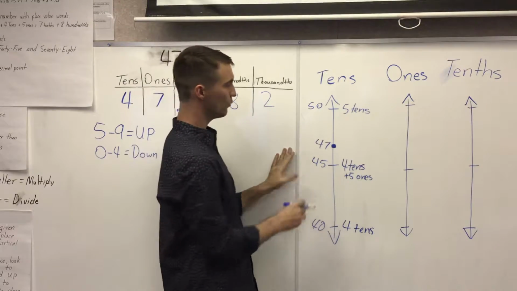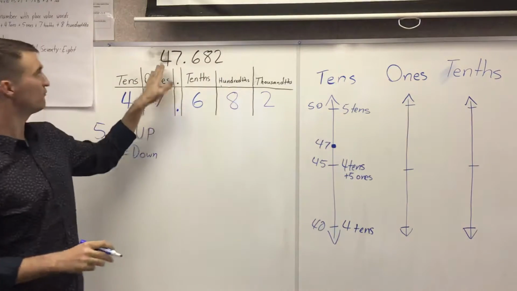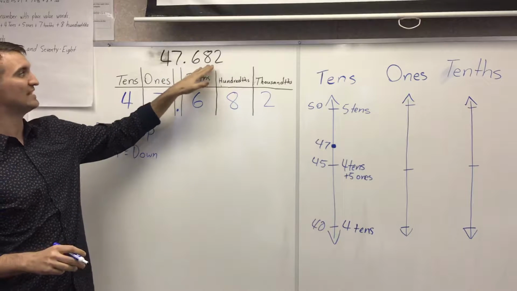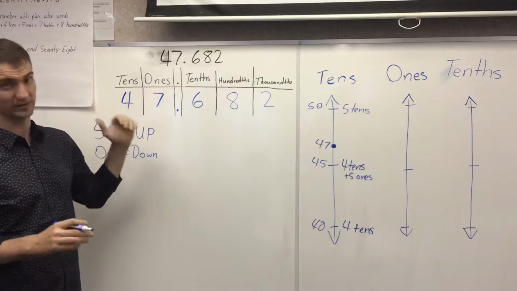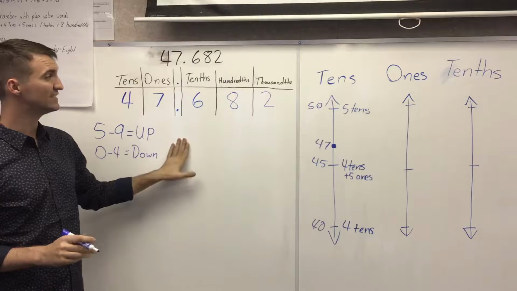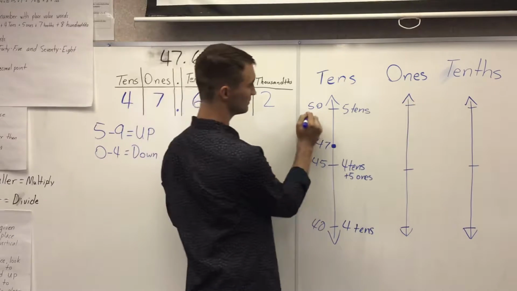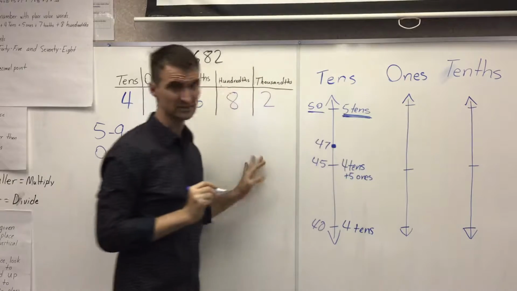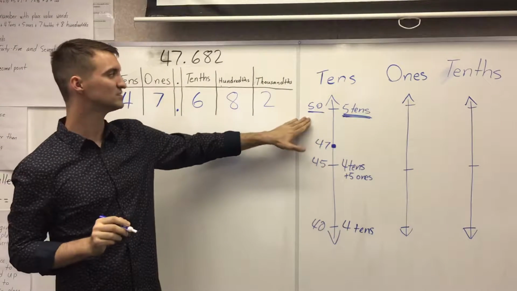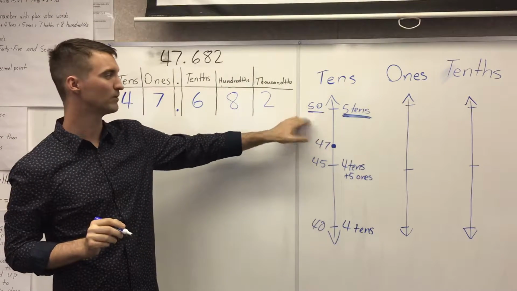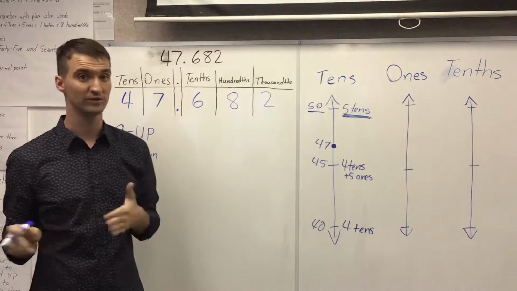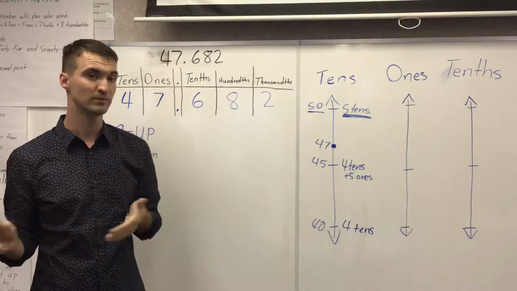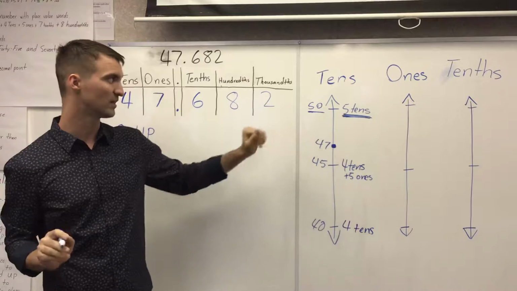And so when we round 47 and 682 thousandths, this number that we're working with, to the nearest tens, we would get 50 or 5 tens. And always circle or underline or put a box around your answer so I know which one you're picking when you write out your number line there.